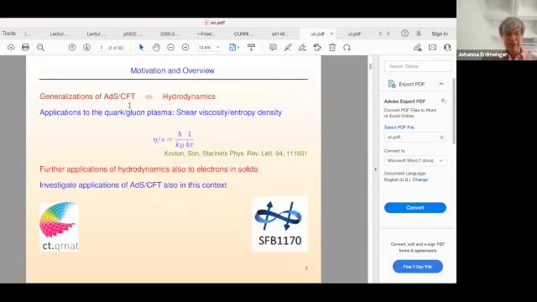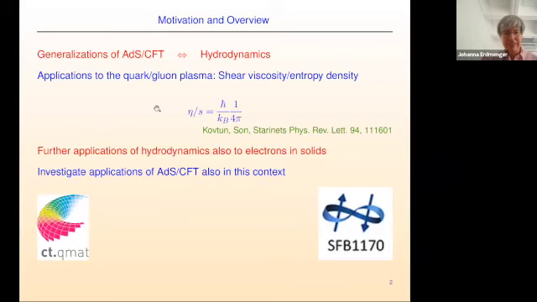Okay, so let me see if I can go full screen. Yes, we can see it. Okay, now let me try again. I always have to do it twice for some reason. Okay, now it should work.